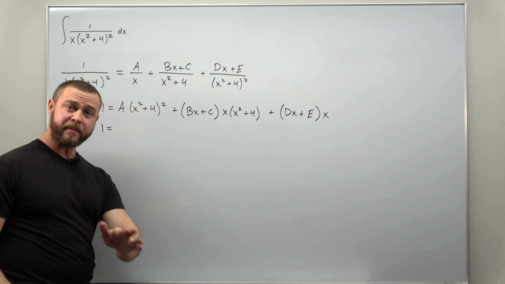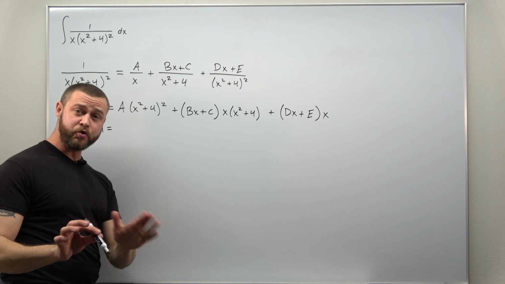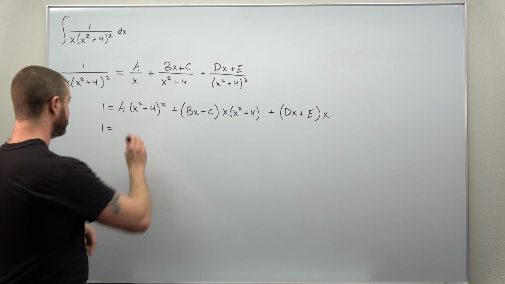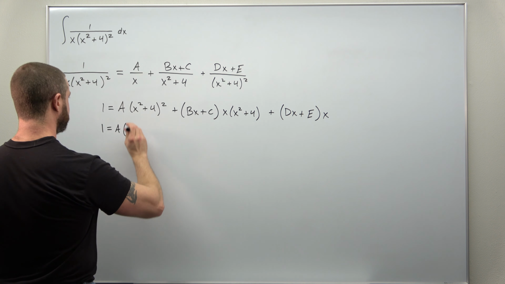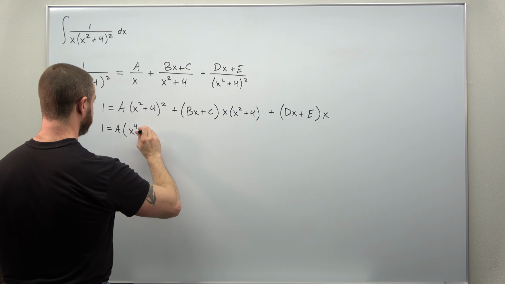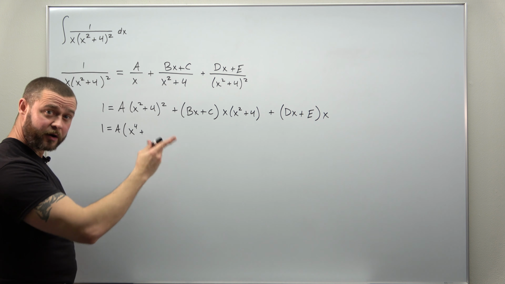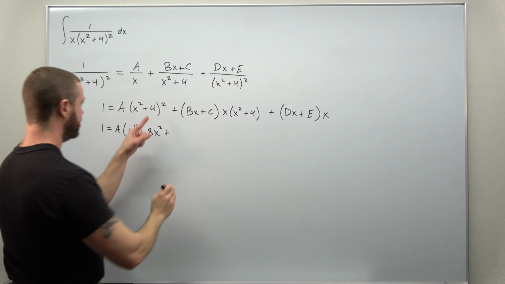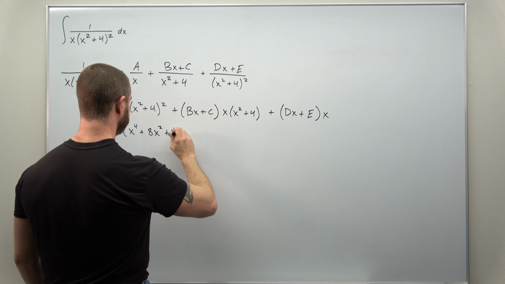I'm going to take my time like I would in class. I'm not going to try to do too much at once. So let's at least FOIL or expand this. We'll keep the A in front. So A, and then in parentheses, x to the 4th plus 4x squared plus 4x squared, 8x squared, and then plus 16.